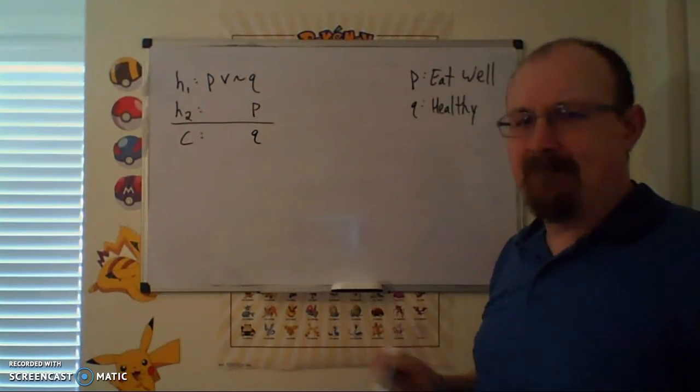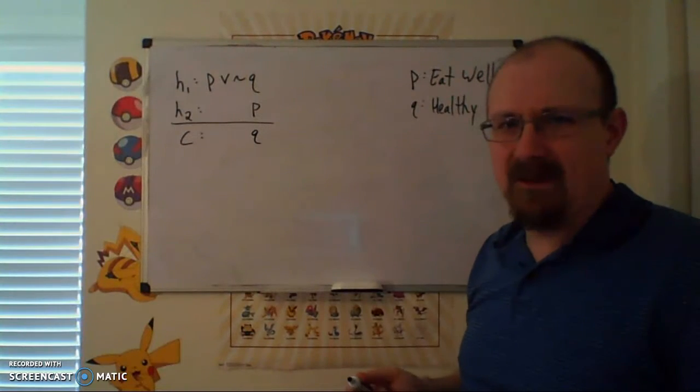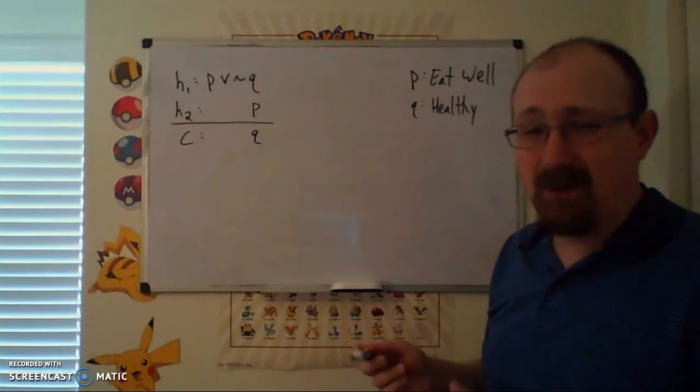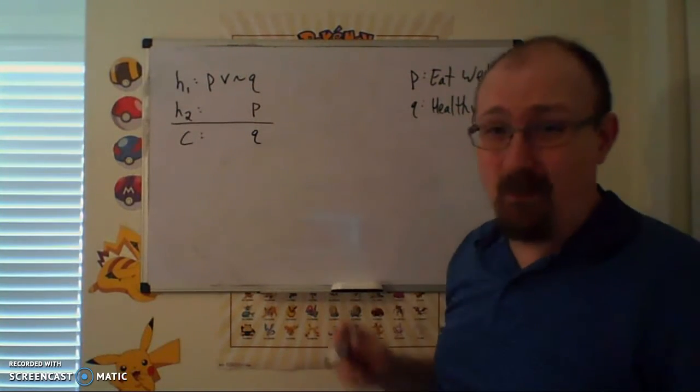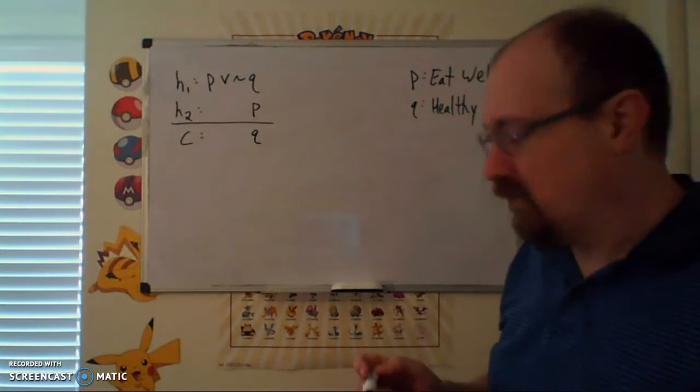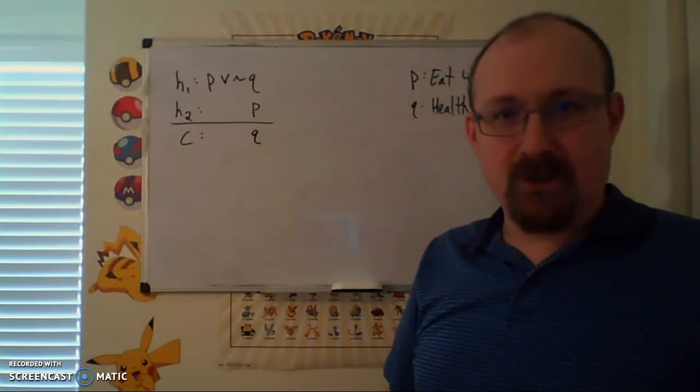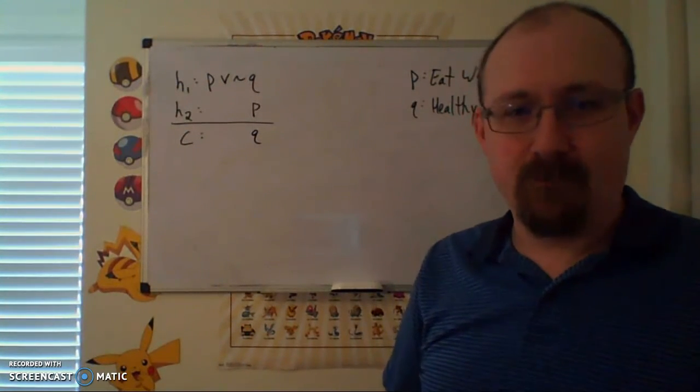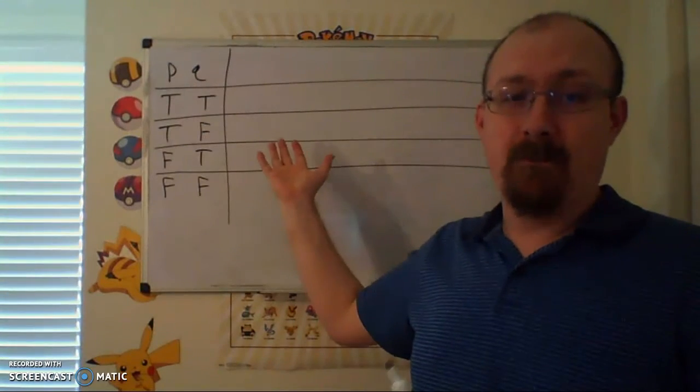So again, it feels weird. H2 and C don't seem all that intricate. It's really having to work around the fact that we're going to need to do a little more legwork before we can write down what's happening with H1. So there's our argument structure. Let's dig into the truth table. Truth table. There we go.